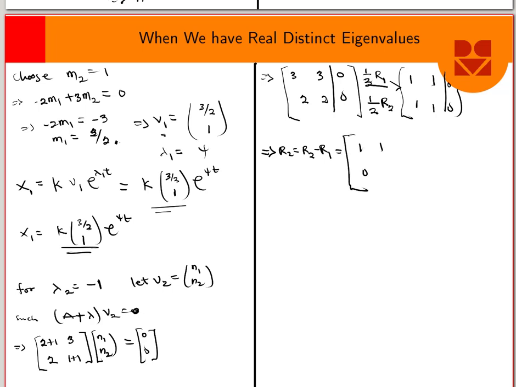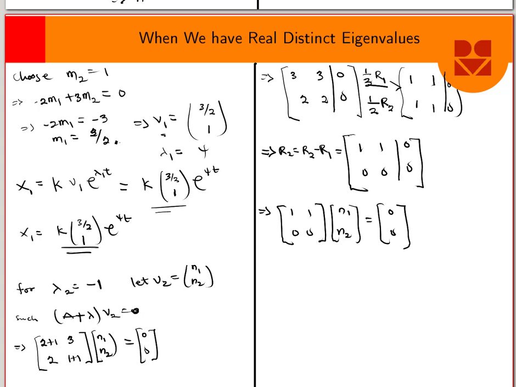1, 1, 0, 0, then 0, 0. Now rewriting this in our normal matrix form, we have 1, 1 here, 0, 0 here, and then we have n1, n2 here, and this is equal to 0, 0 here. We remember that we said we would have to choose a certain n value. So if n1 plus n2 is equal to 0, we would have to choose a certain n value such that this whole equation doesn't give a 0, 0.